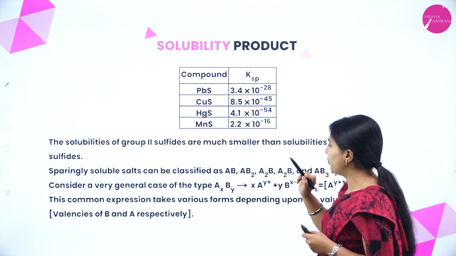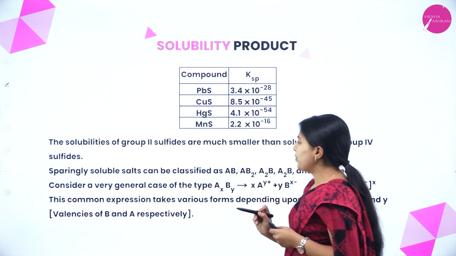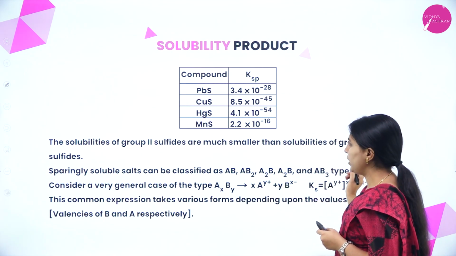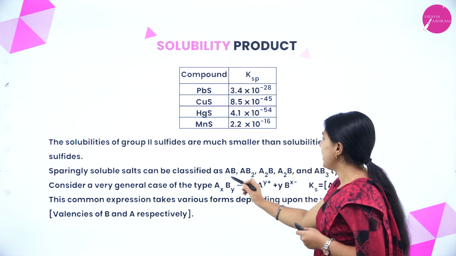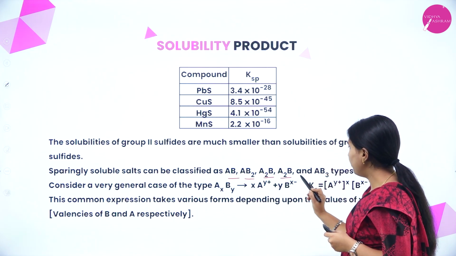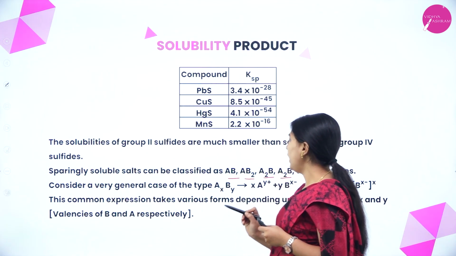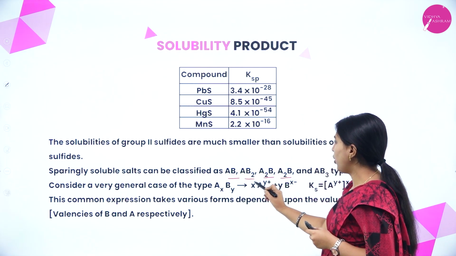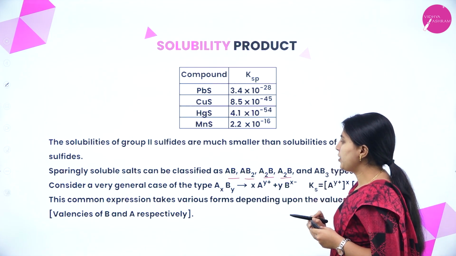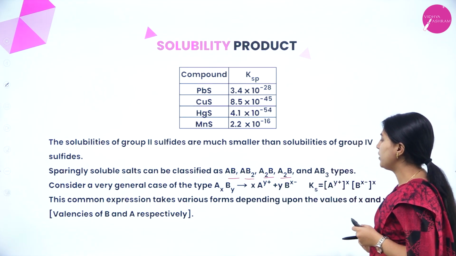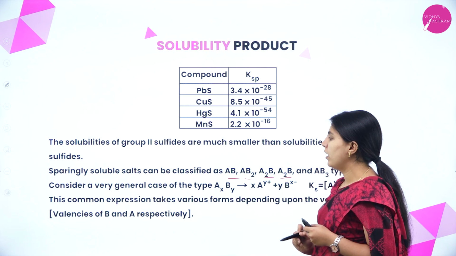Ionic compounds are any compounds which are sparingly soluble, with their solubility product. The solubilities of group 2 sulfides are much smaller than the solubilities of group 4 sulfides. Sparingly soluble salts can be classified as AB, AB2, A2B, A2B3 and AB3 types. Consider a very general case of AxBy. This is the number of moles which we have used, and these are the coefficients, and this common expression takes various forms depending upon the values of x and y, the valencies of B and A respectively.